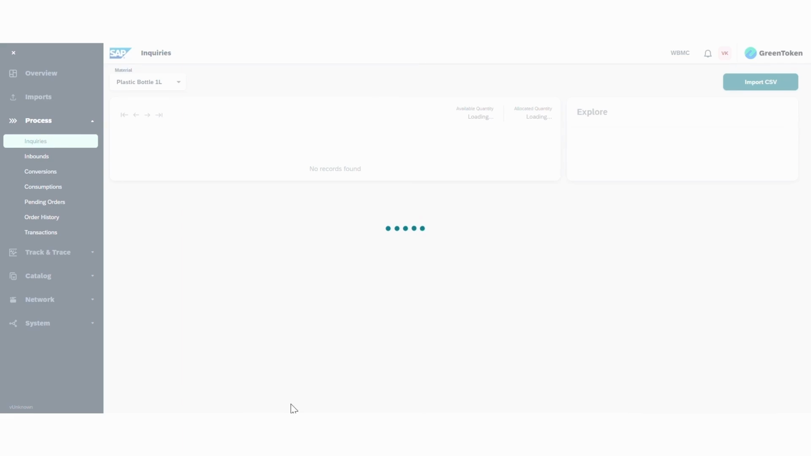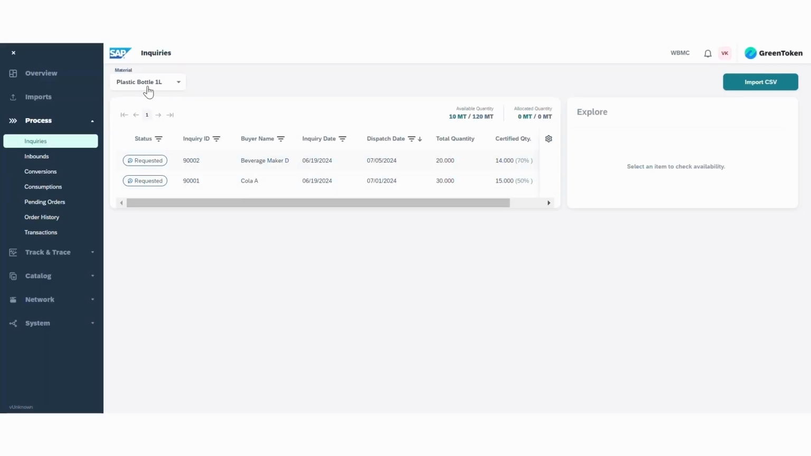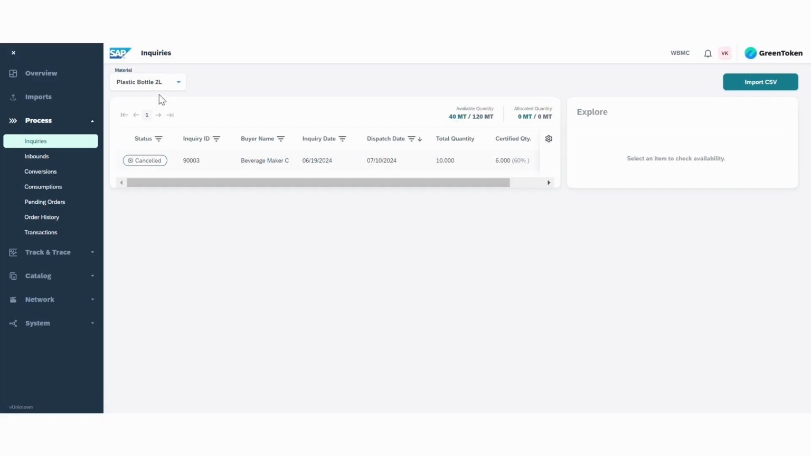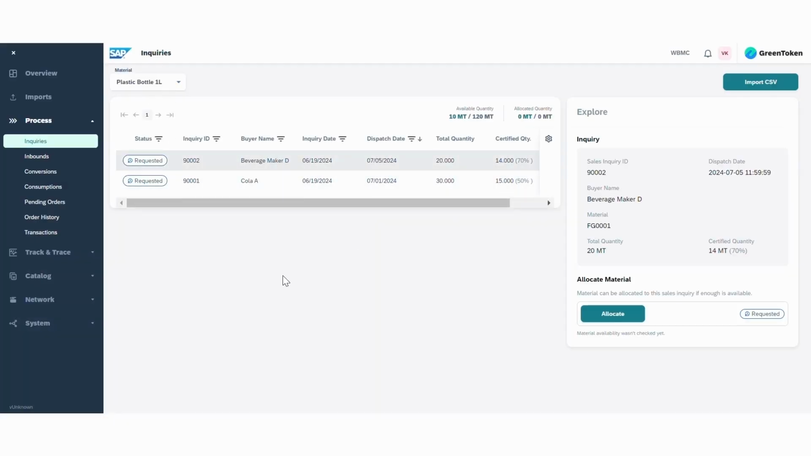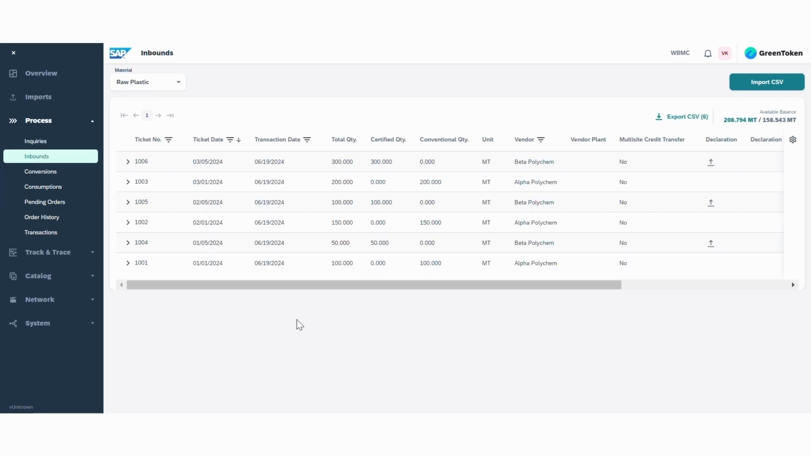Let's start with the inquiries. This is where we can select material at the top right and see all of the inquiries that we have for that material. You can select a particular request and see all of the details here. In this case, this customer has requested 70% of the quantity to be certified out of a total 20 metric tons. We can allocate a certain number of tokens for this particular request. But before we do that, let's make sure that we have enough raw materials.